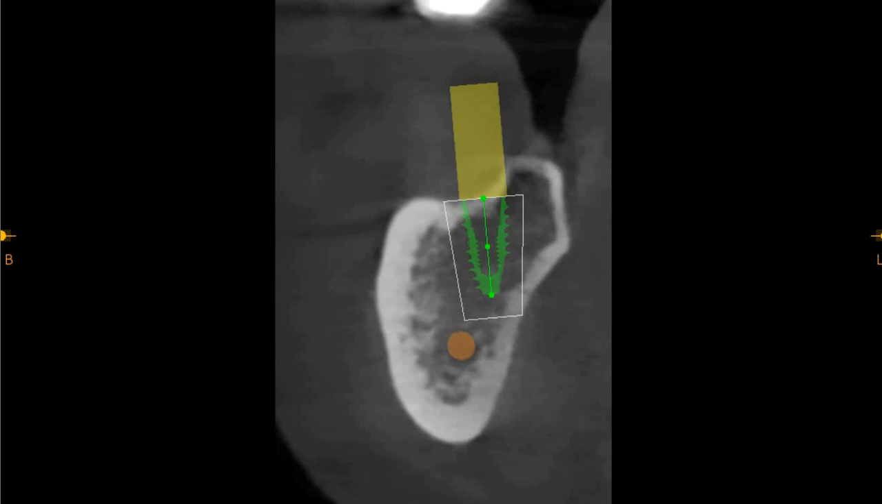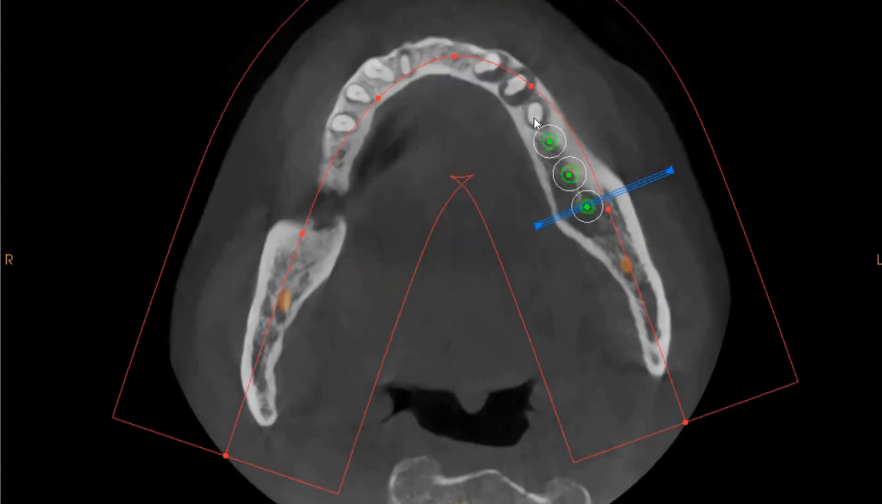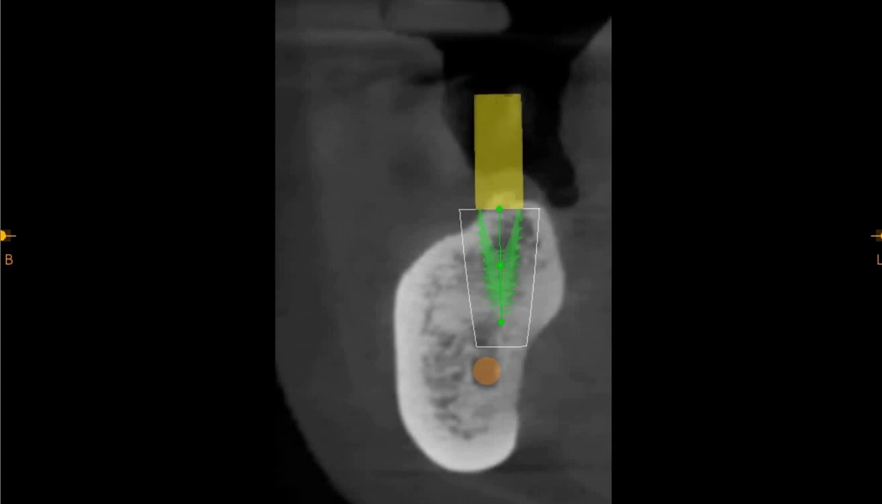So if you have any further questions regarding this case, this is the axial view where you can see all three implants are placed relatively center of the ridge. We would also like to highlight that there is a periapical radiolucency associated with the teeth anteriorly, and there is periodontal disease.